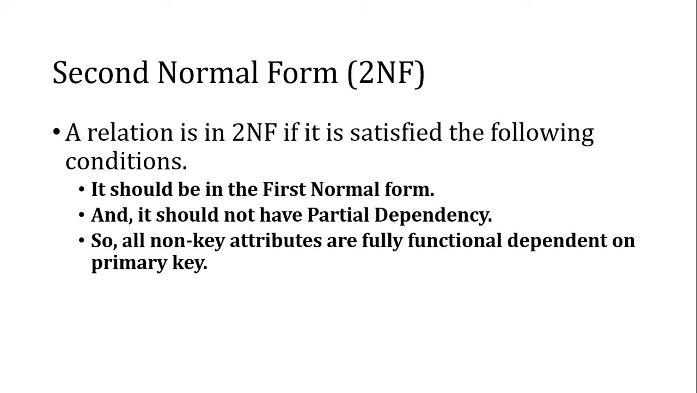So the object of determinants will always depend upon the determinant who is taking the decision. So the object of determinants, the other attributes, should be controlled by the primary key. That is the rule here.